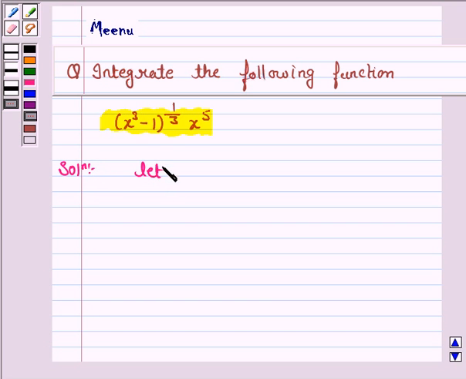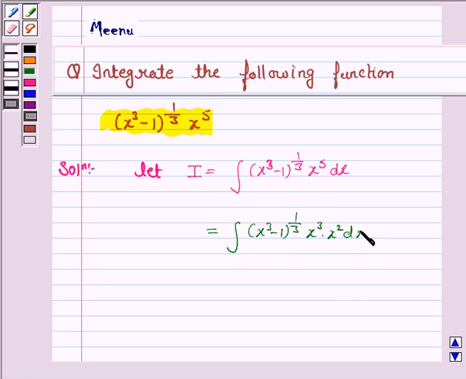Let I be the integral of (x cubed minus 1) whole to the power 1 by 3 x to the power 5 dx. Now we see that the derivative of x cubed minus 1 is 3x square, which contains x square. So to get the term of x square, we break x to the power 5 as x to the power 3 into x to the power 2. So it becomes (x cubed minus 1) whole to the power 1 by 3 into x to the power 3 into x to the power 2 dx.